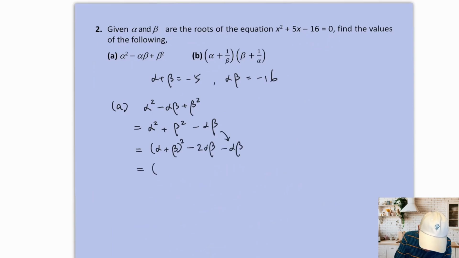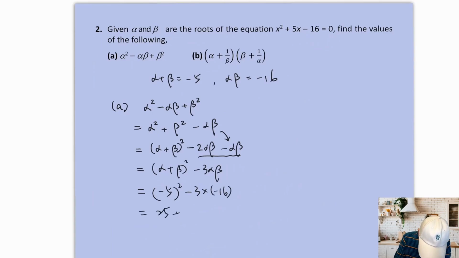So combine the last two things. It becomes negative 3 alpha beta. So we can use the sum of roots and the product of roots. Alpha beta is negative 16. 25 plus 48, that is 73. Part B.